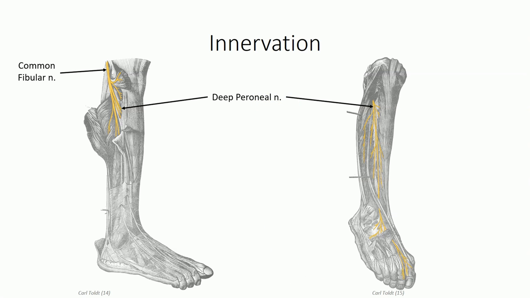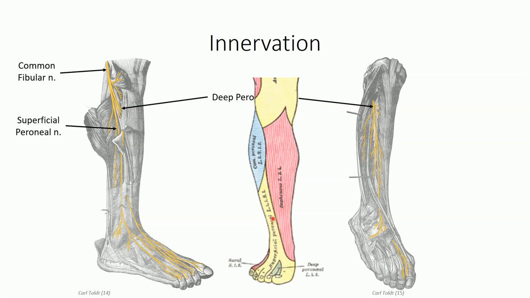Another series of branches remain in the lateral compartment and are collectively known as the superficial fibular nerve. These supply motor innervation to the muscles of the lateral compartment. A series of sensory branches will also supply much of the skin over the anterolateral surface of the leg and the dorsum of the foot.